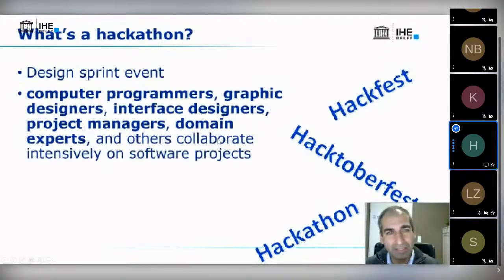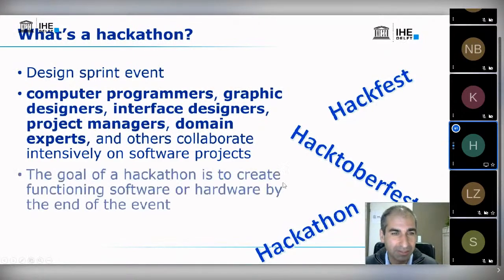But essentially, in the original definition, you bring together computer programmers, but also graphic designers, people who have experience with user interaction design, but also people from the domain and project managers, and all come in a collaborative environment to share their knowledge and to come up with new things that are useful for a certain goal. And traditionally, the goal was to create functioning software or hardware at the end of such an event.